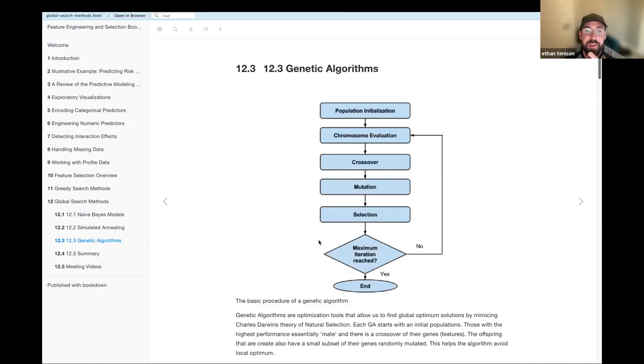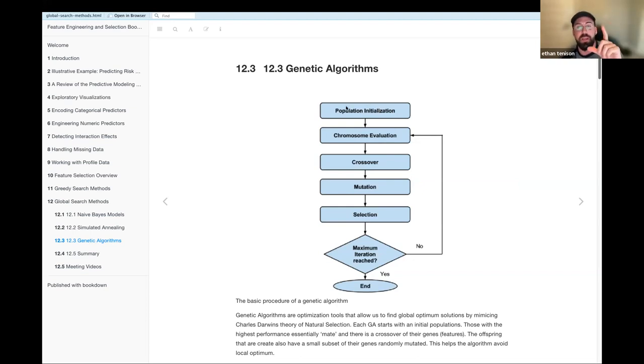And then the next chapter, which I'm more familiar with, is genetic algorithms, which are really, really cool. They're based on, or they mimic, Charles Darwin's theory of natural selection. Essentially the way that it works is that you have an initial population. I should also back up and say, I use genetic algorithms for multi-objective optimization. So it's a different format, but it essentially works in the same way.